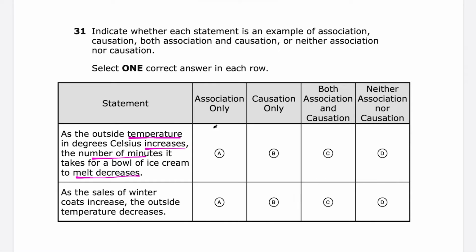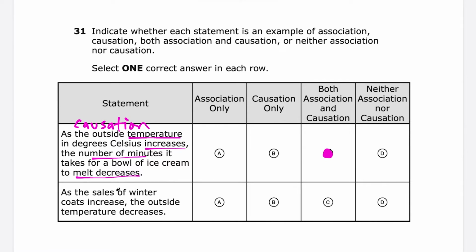Now we just have to think about whether there's association involved. But yes, increasing heat causes ice cream to melt faster. That's just science. There's no maybe here. This is definitely causation. Now, association, I also like to think of as correlation. And if we were to record data looking at the relationship between temperature in degrees Celsius and the amount of time it takes for a bowl of ice cream to melt, there would definitely be an inverse relationship: as the temperature goes up, the amount of time it takes for the ice cream to melt would go down. So here we would say both association and causation.